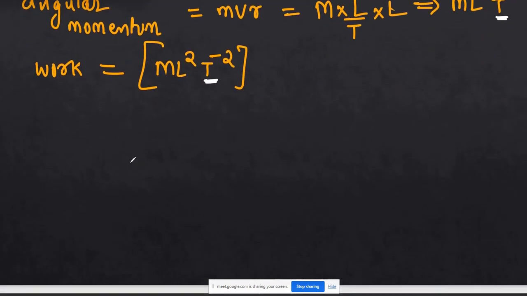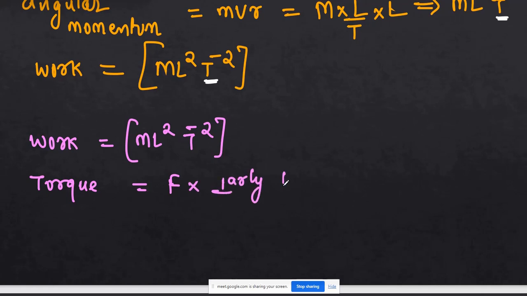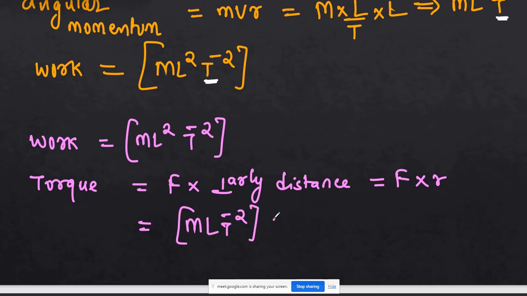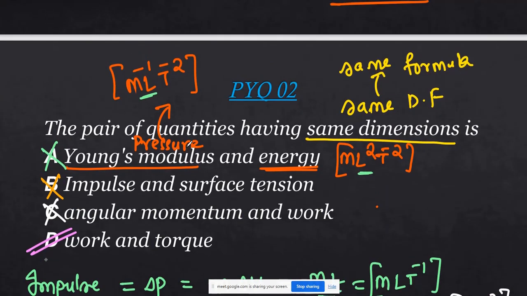If you verify the fourth option, the work dimensional formula we have already studied, M L square T power minus 2. Now let us take torque. Torque is a force acting perpendicularly, so we take perpendicular distance into F. F into R is the formula for torque. Force is M L T power minus 2, and R is a perpendicular distance, that means L again. So what is the final dimensional formula? M L square T power minus 2. So same dimensions for mass, length and time. Option D is the final answer.